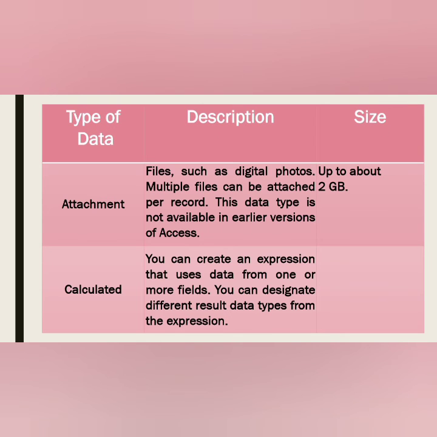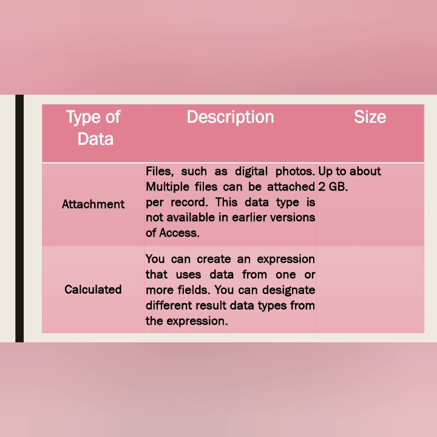Next is attachment. Files such as digital photos, multiple files can be attached per record. This data type is not available in earlier versions of Access, and it can store up to 2 GB. That means this data type allows you to attach spreadsheet files, documents, charts, and other types of supported files to records in your database.